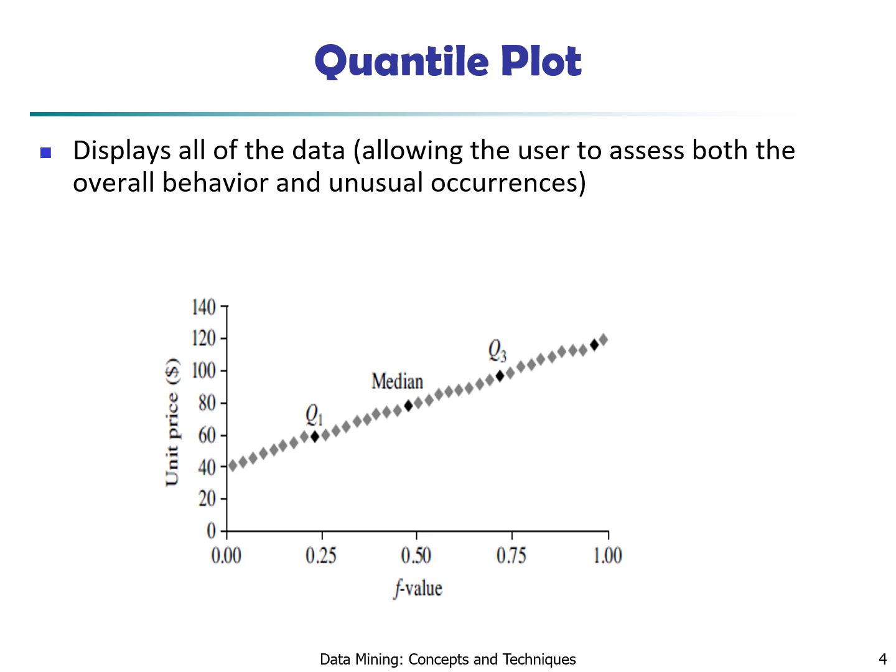Another graphical display of data is the quantile plot, and the quantile plot will actually display all data and will highlight the Q1, Q3, and the median of the data. So showing these values for the data, and it will show the unusual occurrences because it will show the data below Q1 and above Q3.